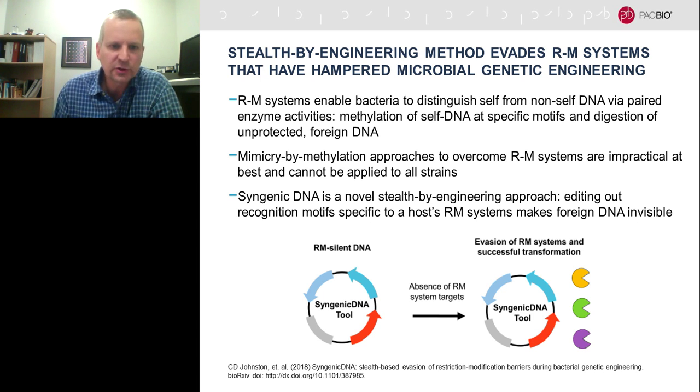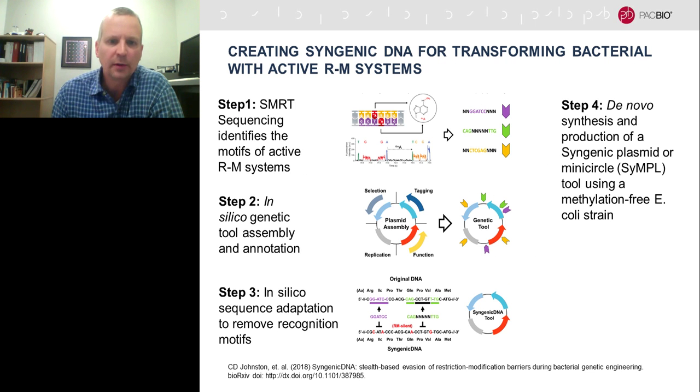And so the researchers here established a full pipeline to first understand the methylation, the methylome of the bacteria you're looking at, and then create transformation plasmids that can evade those natural defense systems. They've developed this workflow where in step one, SMRT sequencing identifies the active restriction modification systems. That's then incorporated into this genetic tool assembly and annotation.